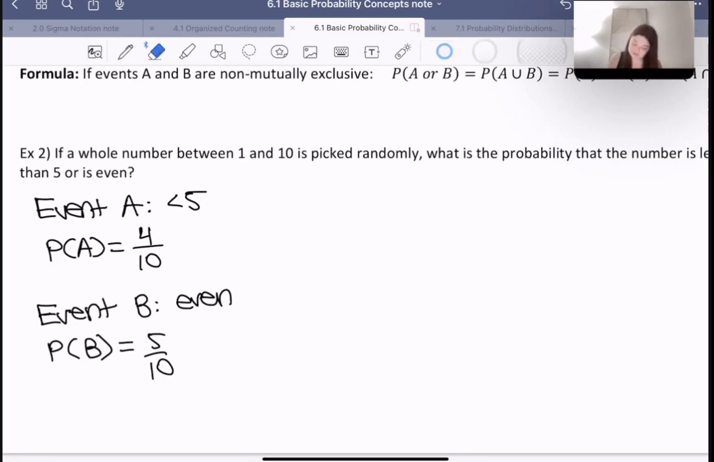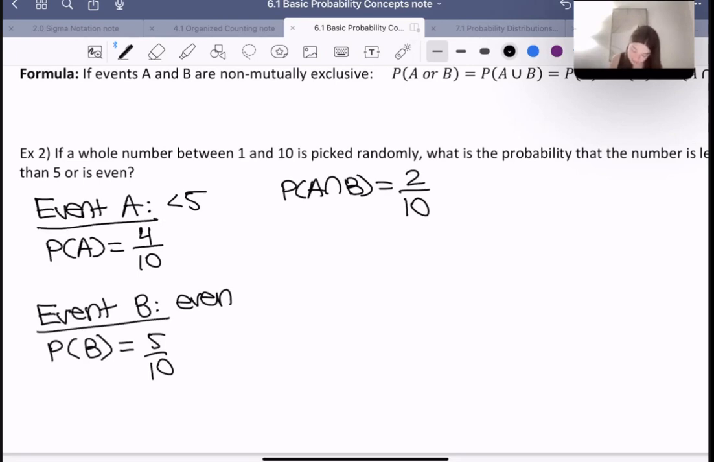So now let's find out the probability of event A and B occurring. Let's think about that. How many numbers are both even and less than 5? Well, there's two numbers. 2 is even and less than 5, and so is 4, right? So that's two numbers out of 10 that satisfy both these conditions, and so they were counted twice, right? 2 and 4 were counted here for event A and counted a second time for event B, but they're really just the same two numbers, right?